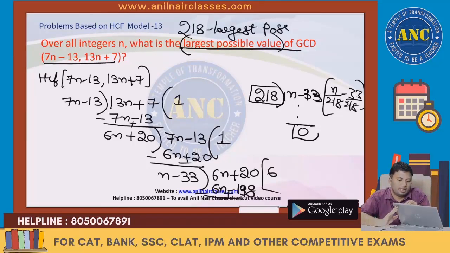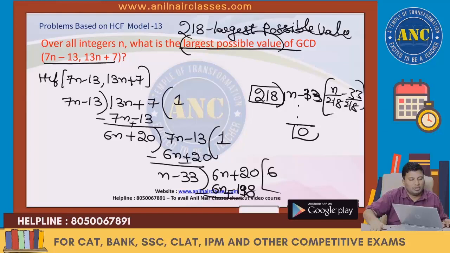Largest possible value will be 218 for this number. What is the largest possible value? Answer is nothing but 218. There could be the factors of 218 also, that is possible, but we want the largest possible value. It's a very simple addition.